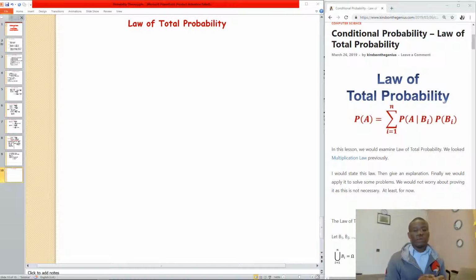So what I'm going to do is state this law, explain it, and then apply it to solve some problems.